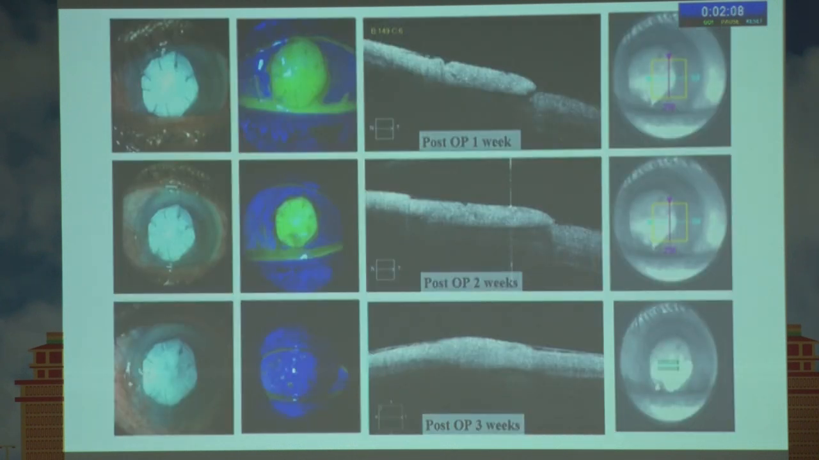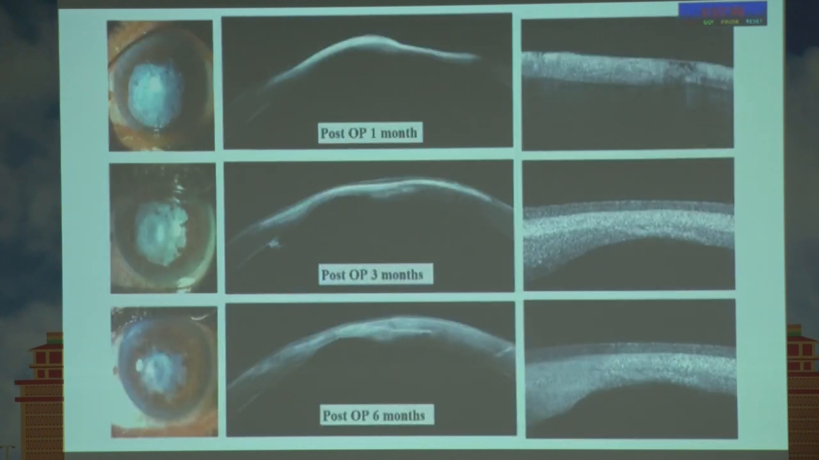In this serial photograph, you can see the slit lamp examination shows the re-epithelialization, which is evident also in the AS-OCT. In this serial photograph, you can see at post-op 3 months, there is a clear demarcation line between the umbilical cord and the graft. But at post-op 6 months, there is no clear demarcation line. That means the graft and host integration is going good.